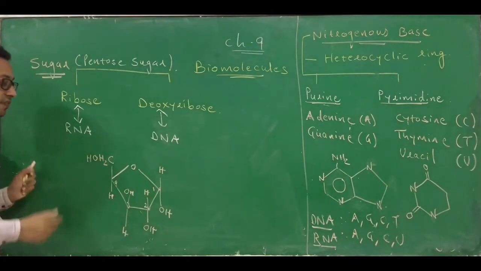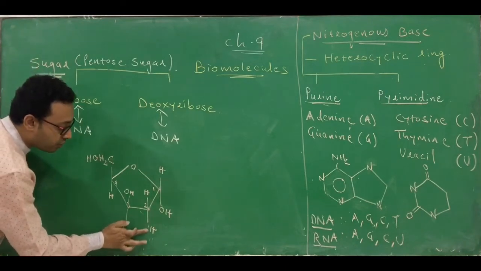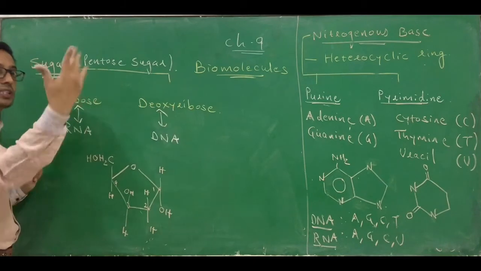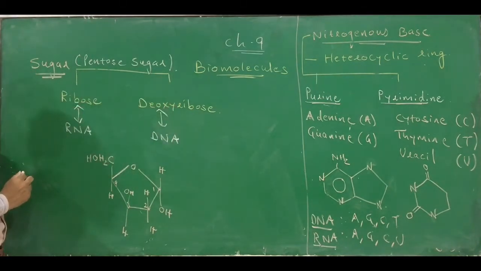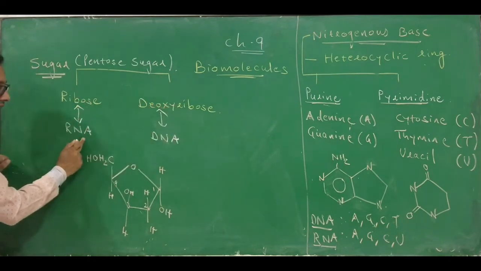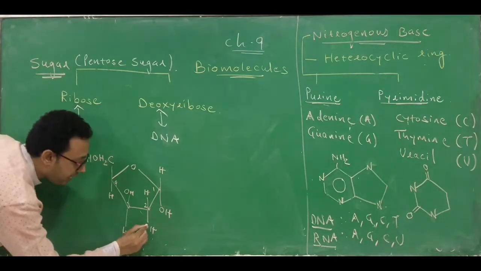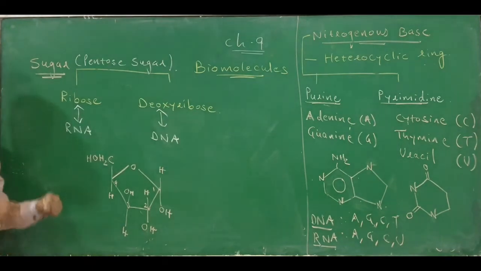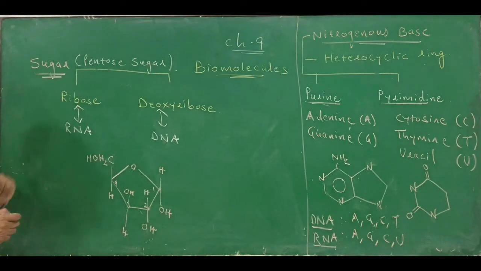There is only one difference between ribose and deoxyribose. Deoxyribose does not contain this. Deoxy, one oxygen is removed. That's why we call it deoxyribose. Clear? And you know that deoxyribose is found in DNA and ribose is found in RNA. If it is like this, then it is deoxyribose. If I add an oxygen over here, then it's called ribose.